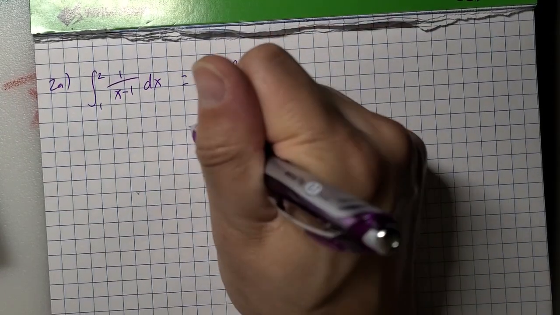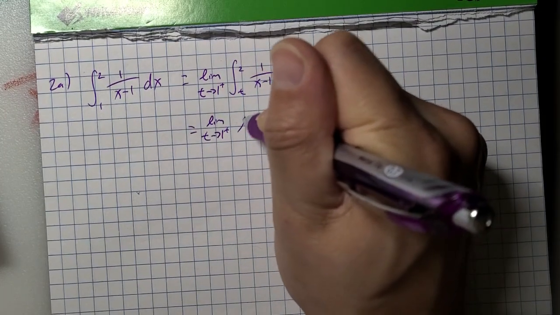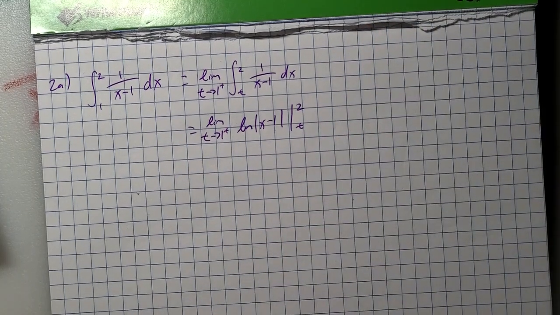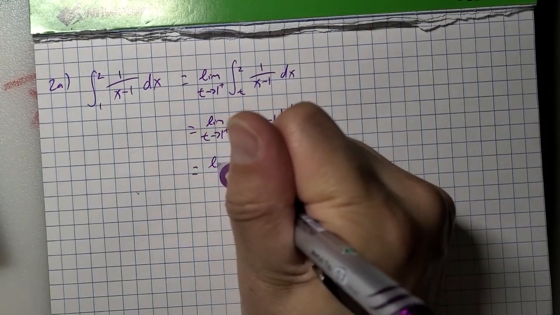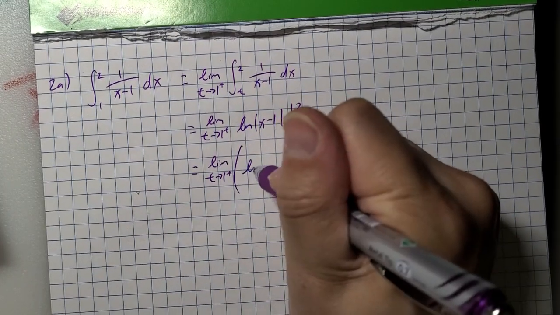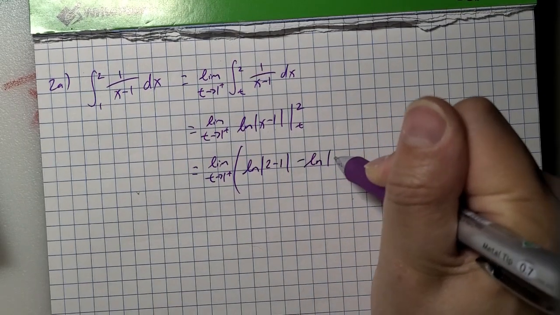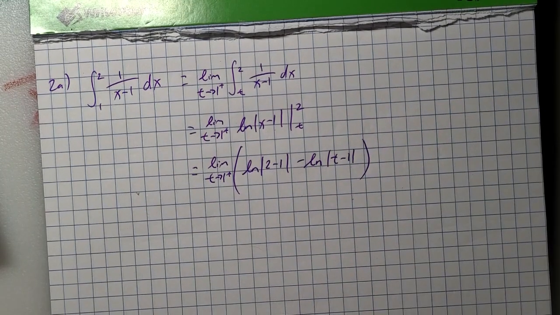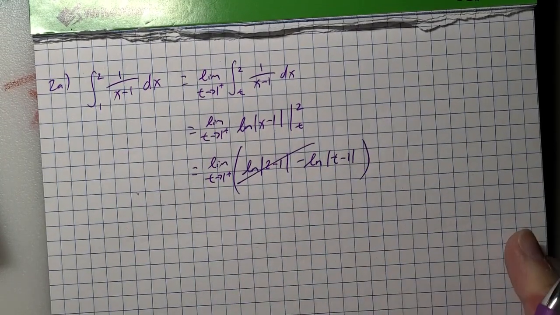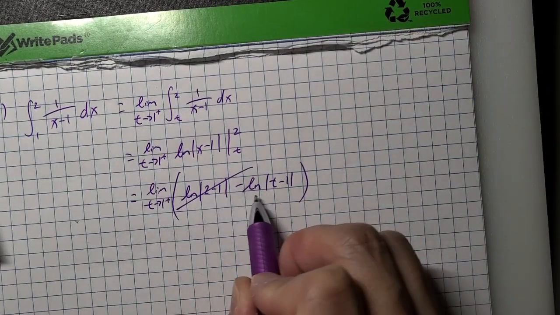This is simple, that's just a log. It'll be log x minus 1, evaluate from t to 2. So fundamental theorem of calculus, we would get ln of 2 minus 1 minus ln of t minus 1. Okay? ln of 2 minus 1 is ln of 1. ln of 1 is just 0. That goes away. Limit as t goes to 1 from the right of this guy.